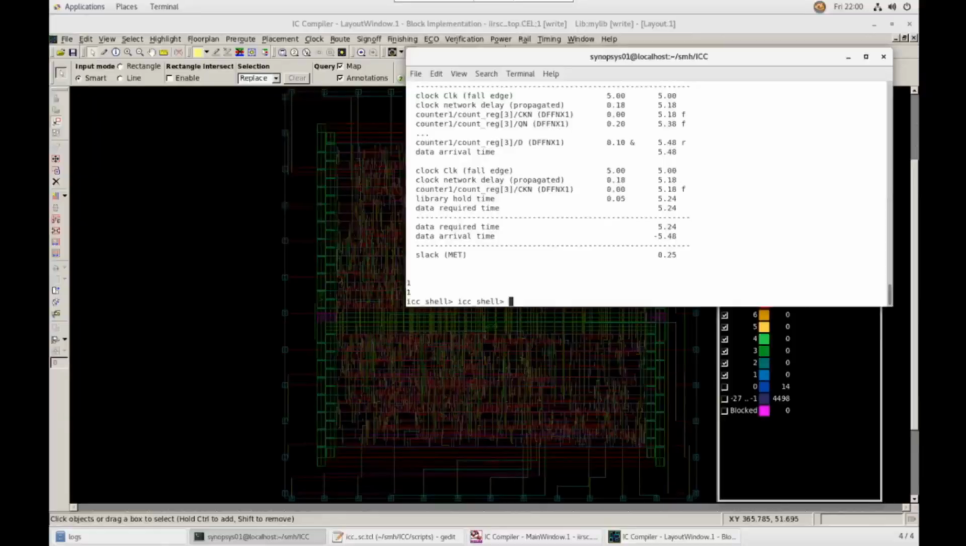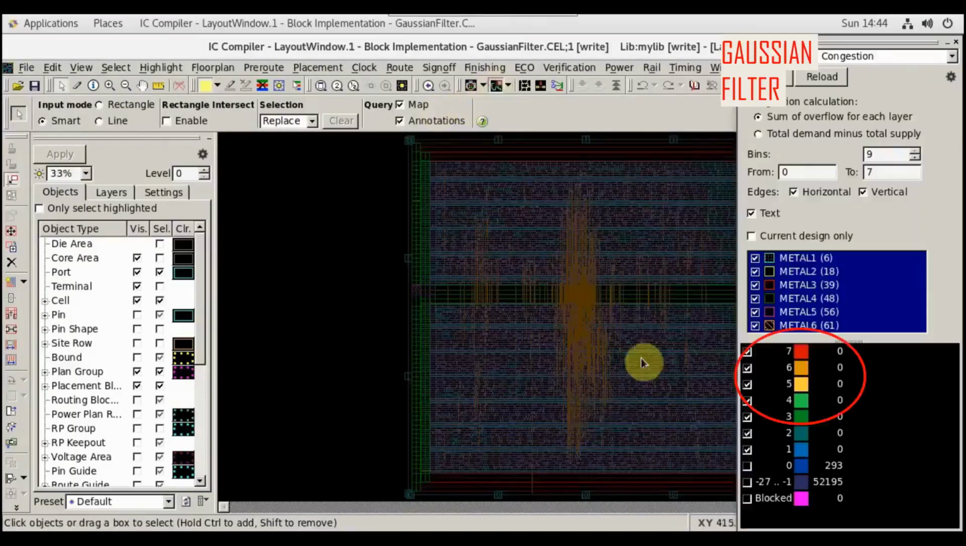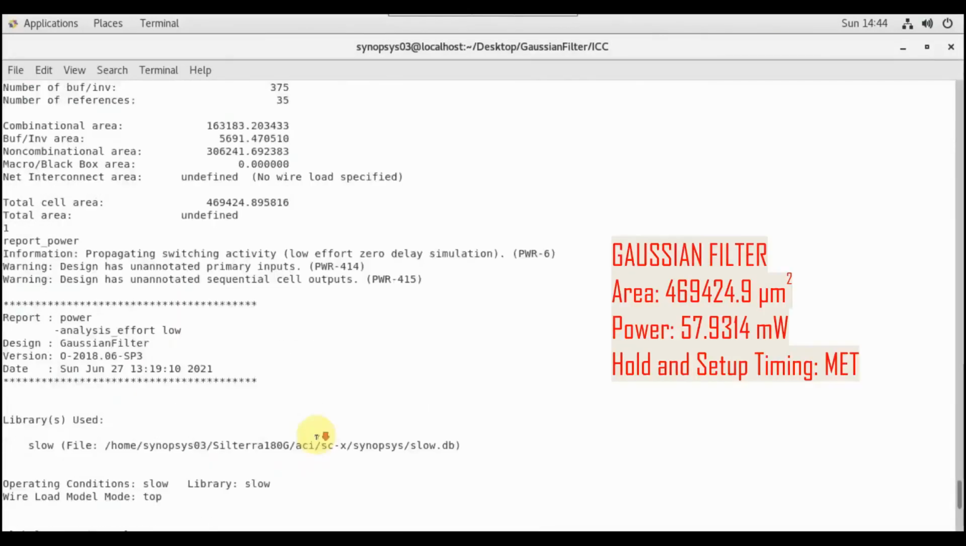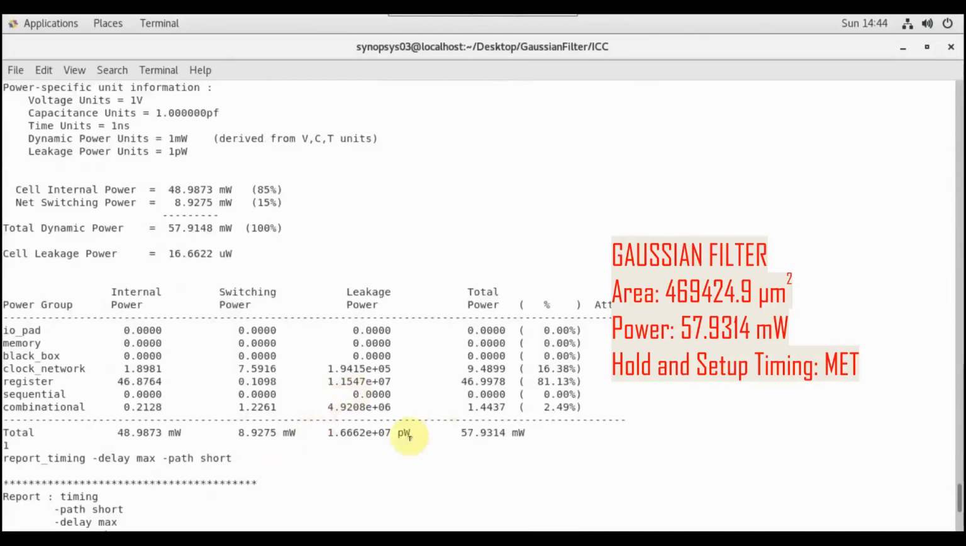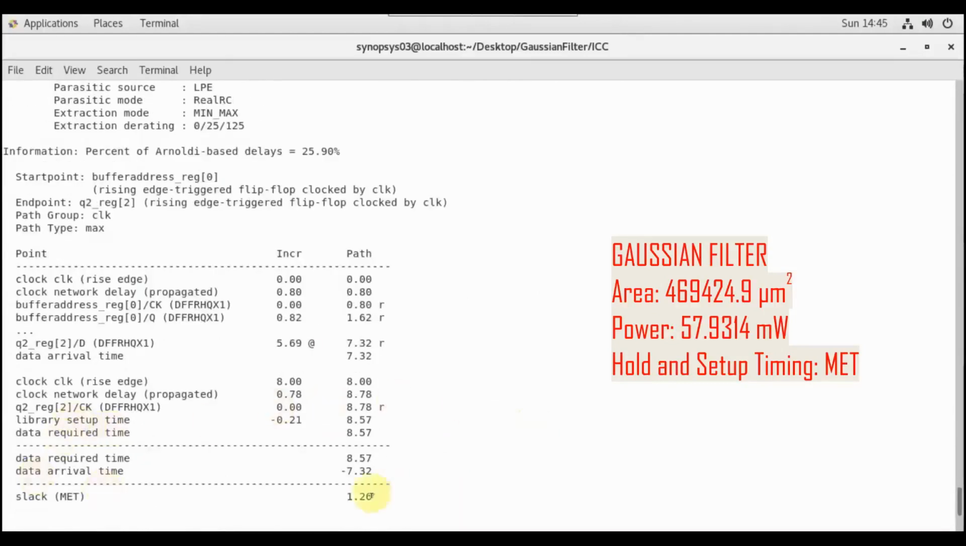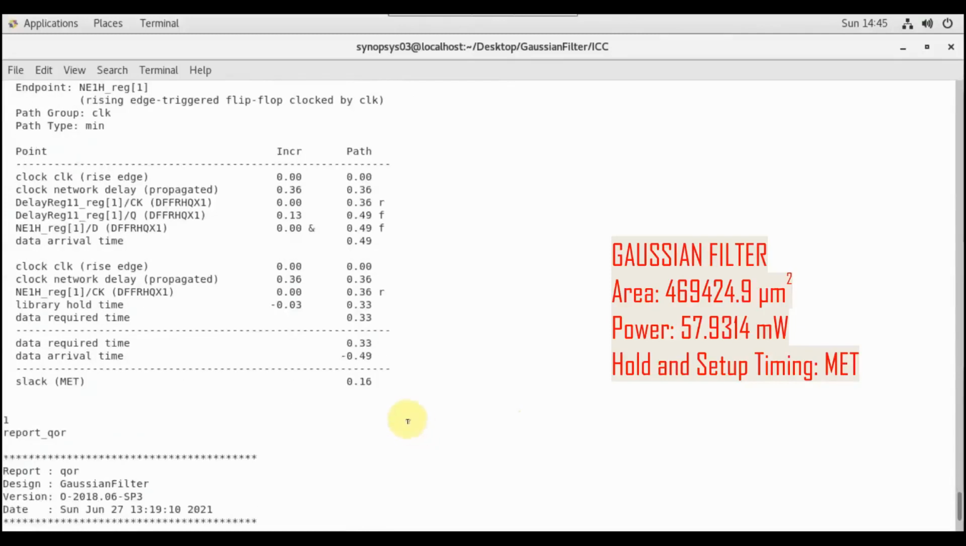So this is the layout for the conventional binary encoded Gaussian filter. There is no congestion in the layout. And the total cell area is about 469,000. The total power is 57.9314 milliwatt. The setup time slack is positive, which is met. And also the hold time slack is met.